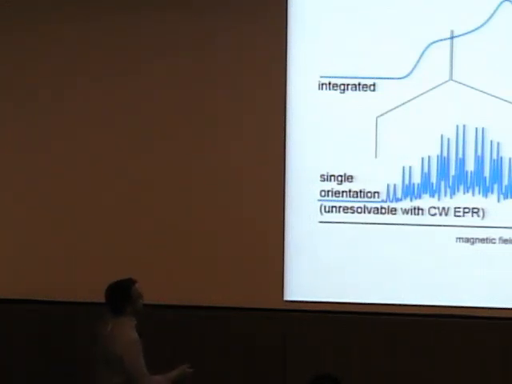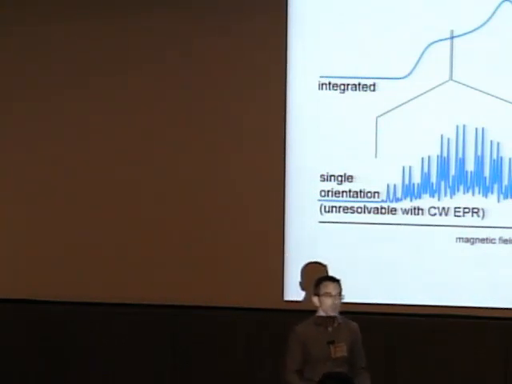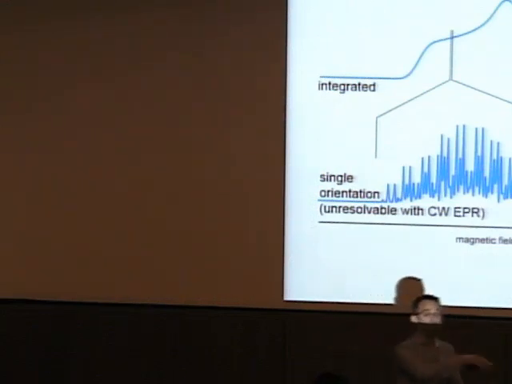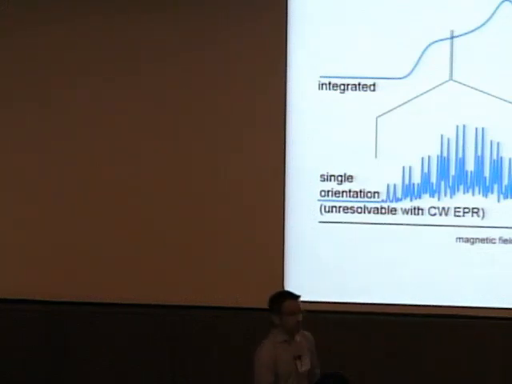The second origin of these broadenings is that there's structural heterogeneity sometimes. One protein might be a little squeezed along the axial direction of the complex, or another one might be slightly stretched. This also leads to slight differences in the resonance fields, and that leads to broadening as well.